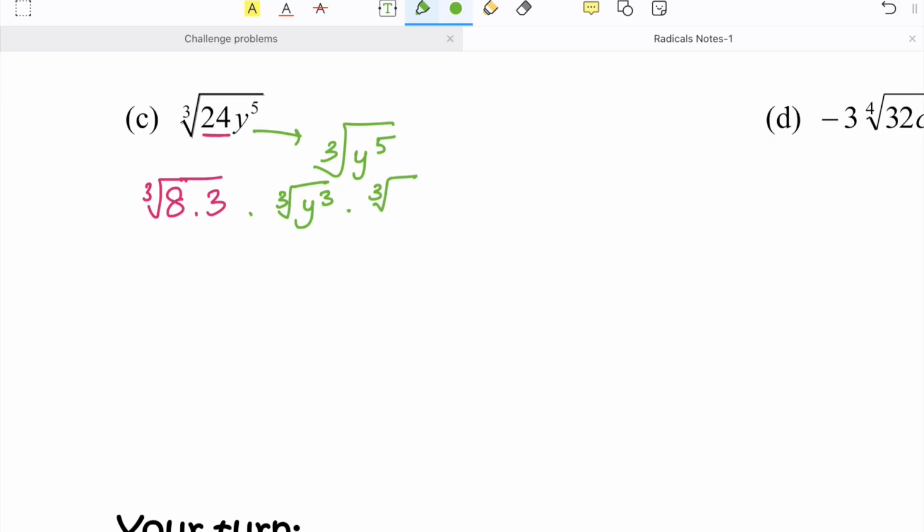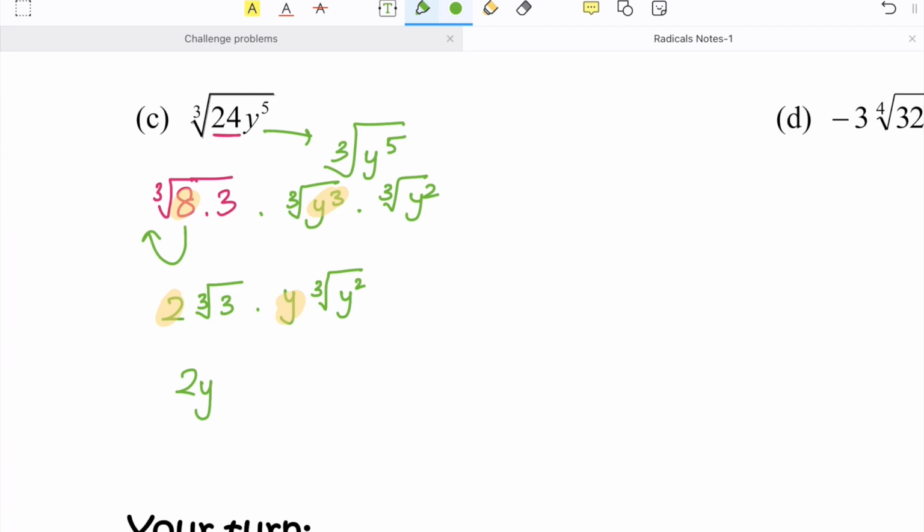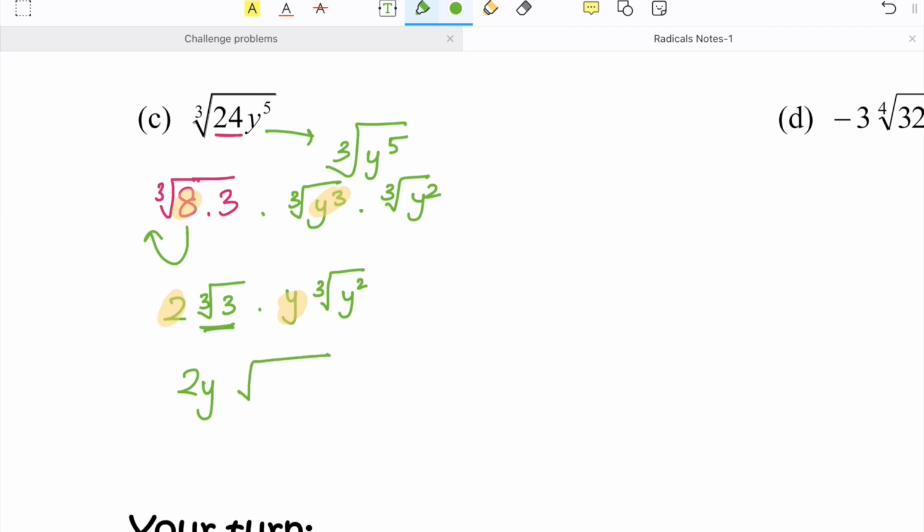Now this and this are perfect cubes, so this would be 2 cube root of 3 times y cube root of y squared, and then 2 times y, which is 2y, and then because these have the same index, you can combine them. So it'll be 3y squared with an index of 3. Okay, and that'll be your final answer.